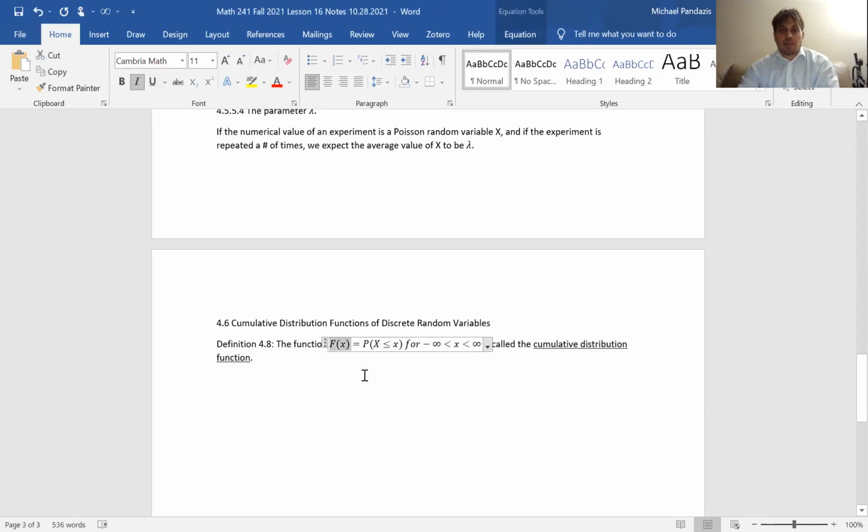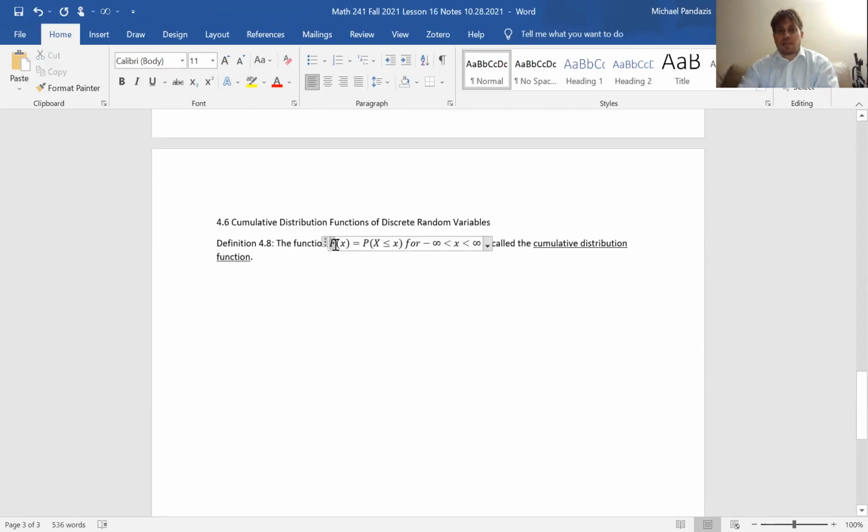So this function, capital F of x, is called the cumulative distribution function, not just because it has a capital letter, but because of how we defined it. It's equal to the probability capital X is less than or equal to little x, for any x between negative infinity and infinity, which means for any finite value of x. Okay, so example 4.20, finding the cumulative distribution function.